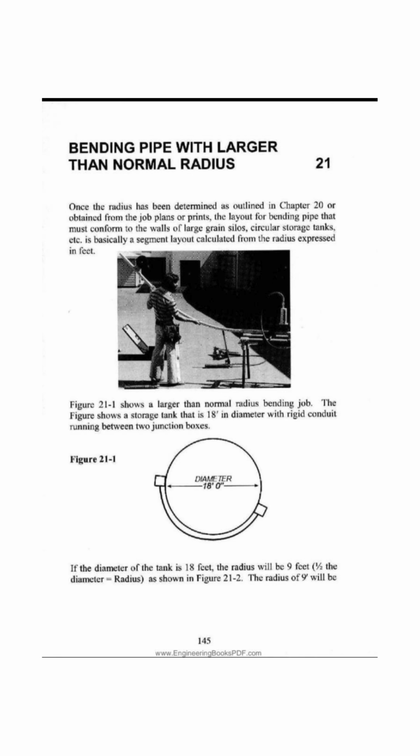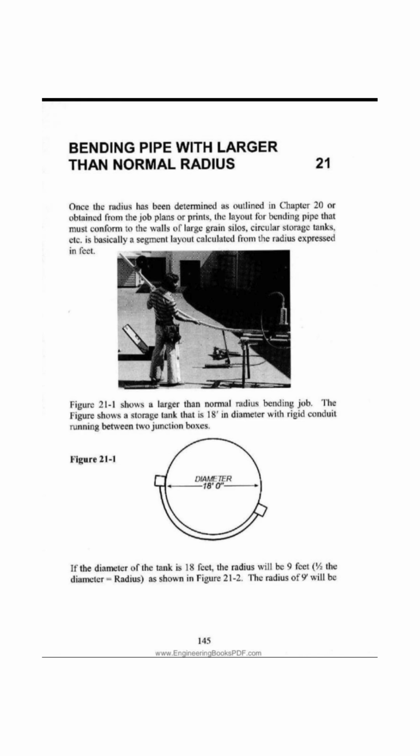This is basically a segment layout calculated from the radius expressed in feet. Figure 21-1 shows a larger than normal radius bending job. The figure shows a storage tank that is 18 feet in diameter with rigid conduit running between two junction boxes. If the diameter of the tank is 18 feet, the radius will be 9 feet, since 1/2 the diameter equals the radius, as shown in figure 21-2.